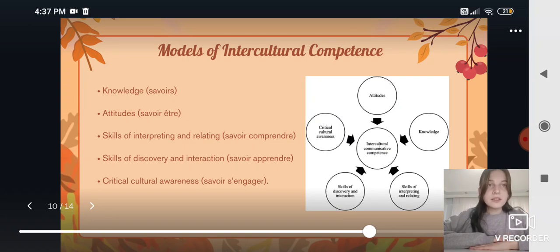As our fourth model, we have skills of discovery and interaction. These are the practical skills used when encountering new cultural contexts. They include the ability to acquire new cultural knowledge independently and to ask appropriate questions.